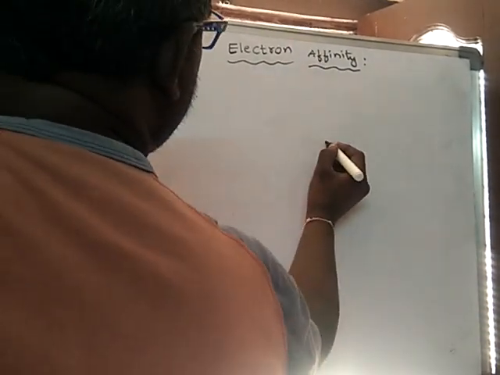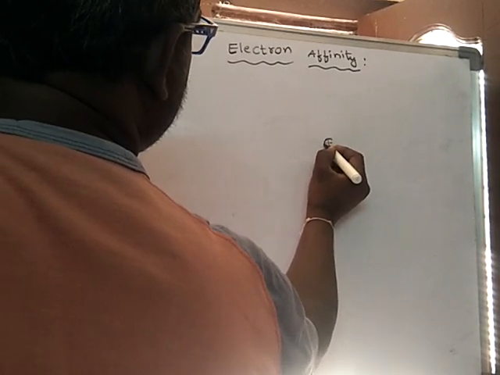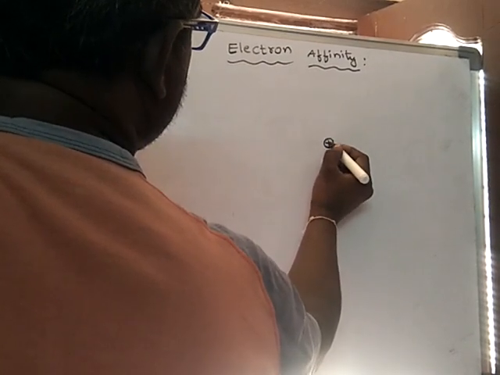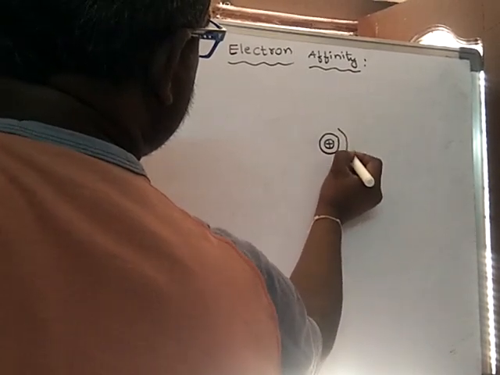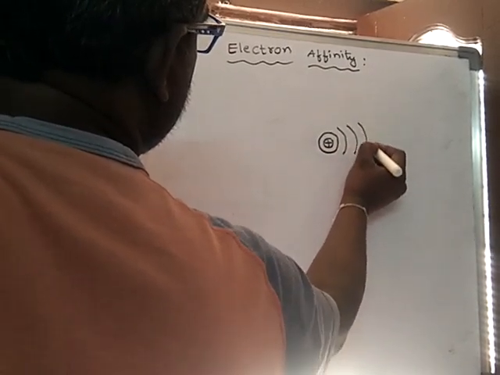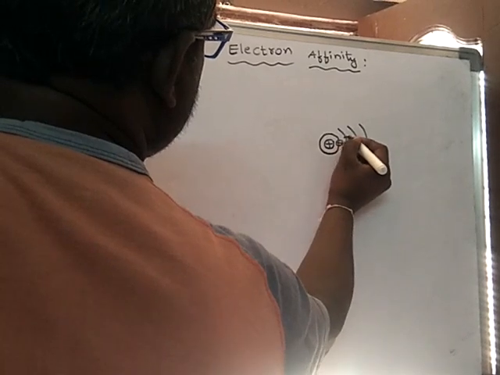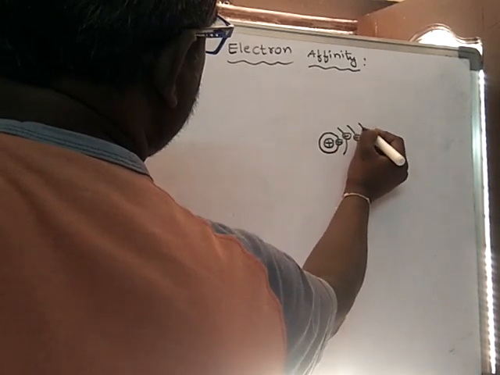Okay. For example, here this is the nucleus of the atom and these are the orbits. They contain electrons.